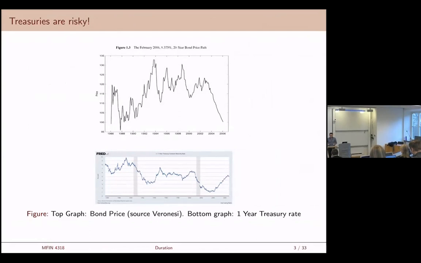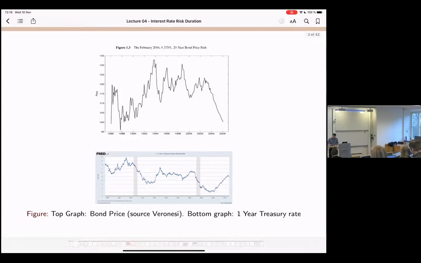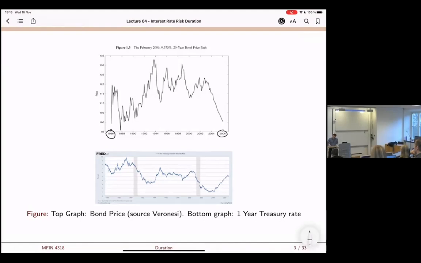Now, what I want you to do is to look at this picture that's taken from the book by Veronesi. And here we start in 1986. In 1986, the US government issued a 20-year bond, right? A 20-year bond, and that's why you have the dates until 2006, which is 20 years later. What you see here on this graph is the price path of this bond over the 20 years of its existence, right? In 1986, it's issued. In 2006, it's paid by the government, right?